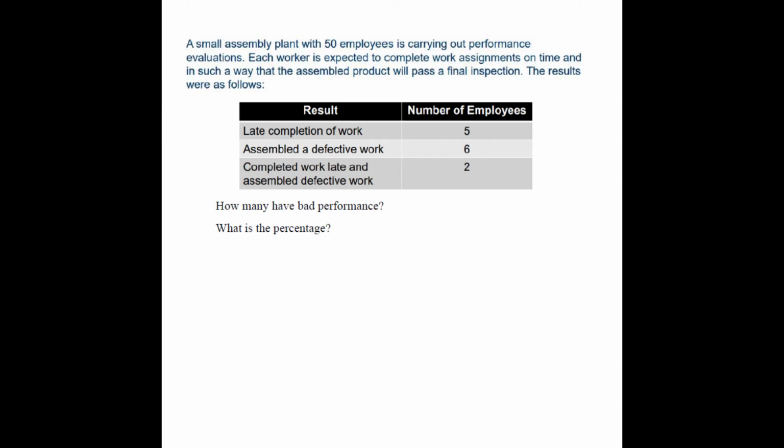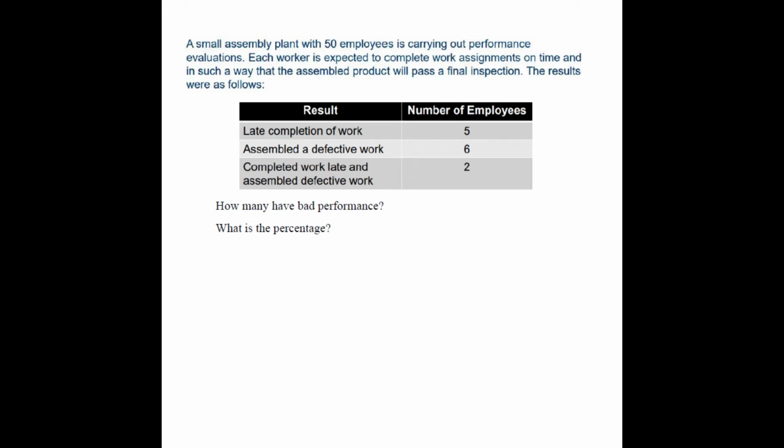Let's look at one example. A small assembly plant with 50 employees is carrying out performance evaluations. Each worker is expected to complete work assignments, first on time, and second, in such a way that the assembled product will pass a final inspection. So actually there are two conditions, on time and pass. Results are given below. The second column is the number of employees.